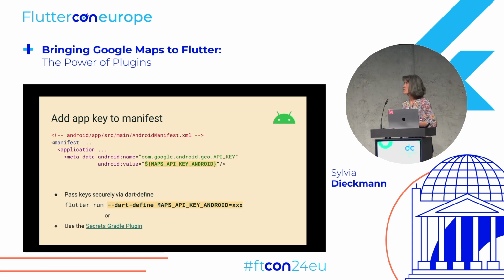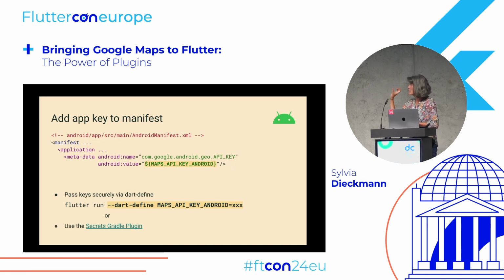You also have to add your API key to the Android manifest to make it available to the underlying platform. You can just drop the string in there, but again, this is a little bit of a security issue because it is a key that you should protect. So one recommendation is to use flutter run --dart-define, and pass it in as you run your project.